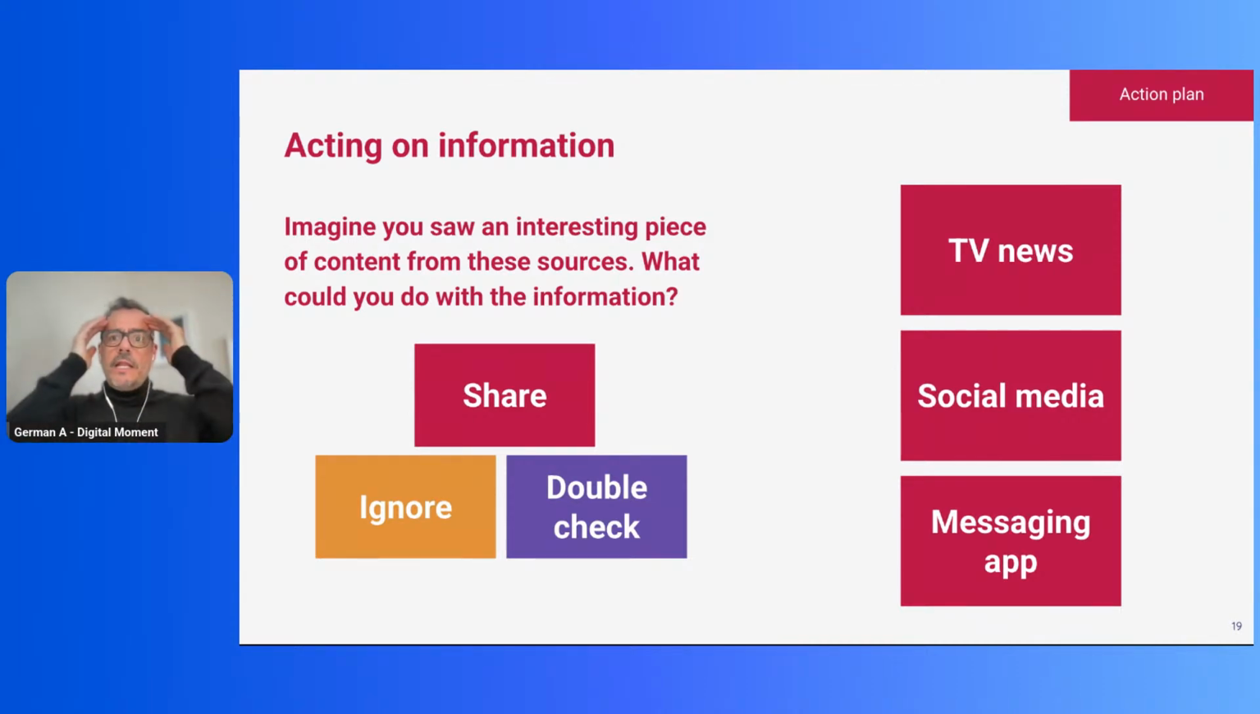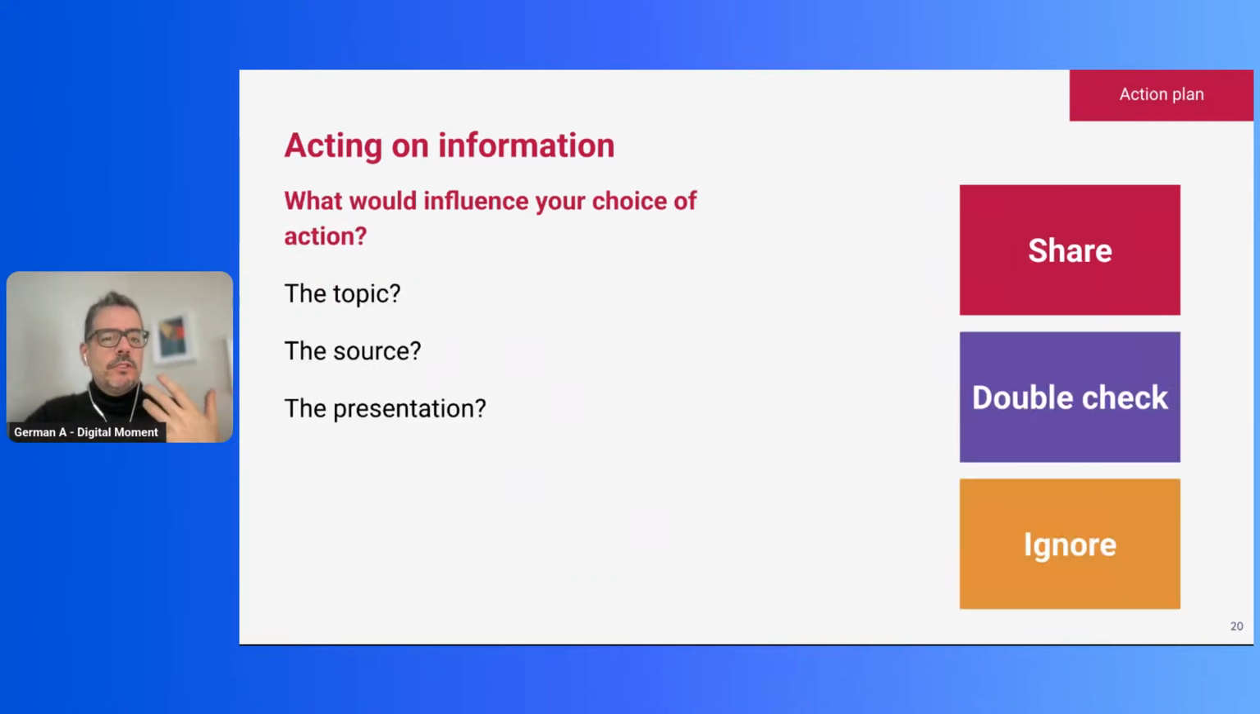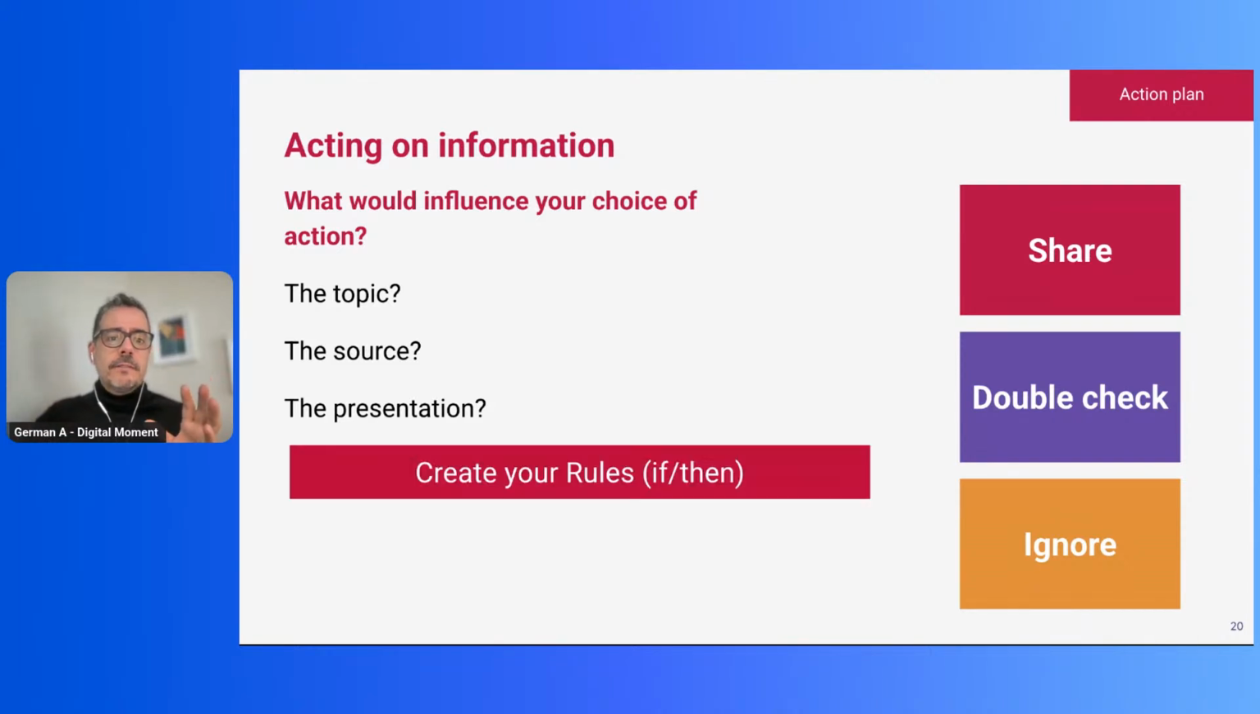Do we have an algorithm? Do we have a way of thinking of what to do with this information? What could we do? Let's think about these concepts. What will influence your choice of sharing, double checking, or ignoring? Maybe the topic, the source, the presentation, your mood, your social circle, your interests. So many different things can affect that.